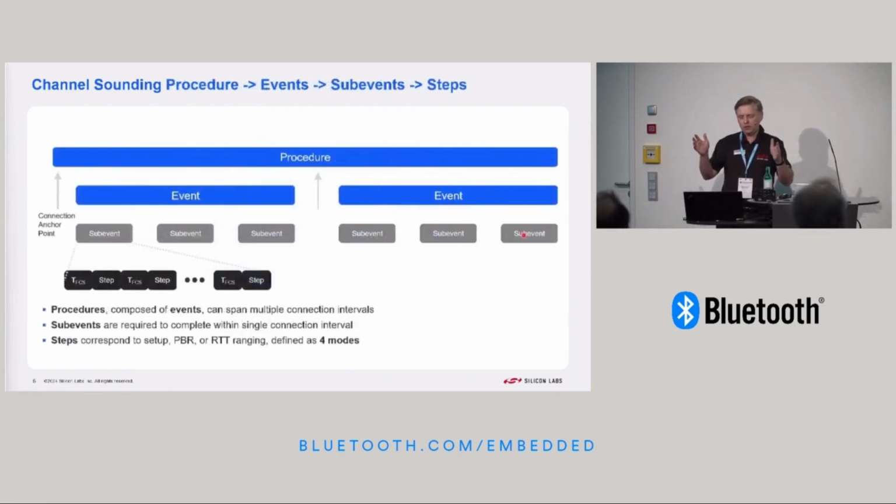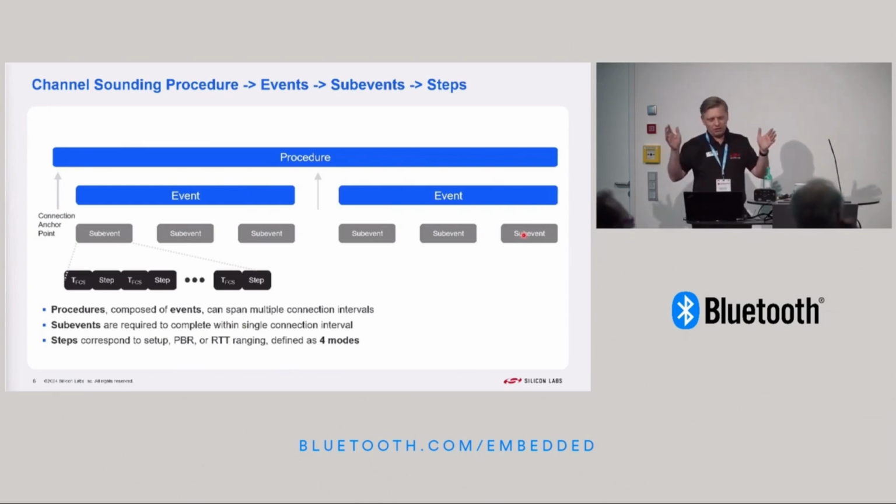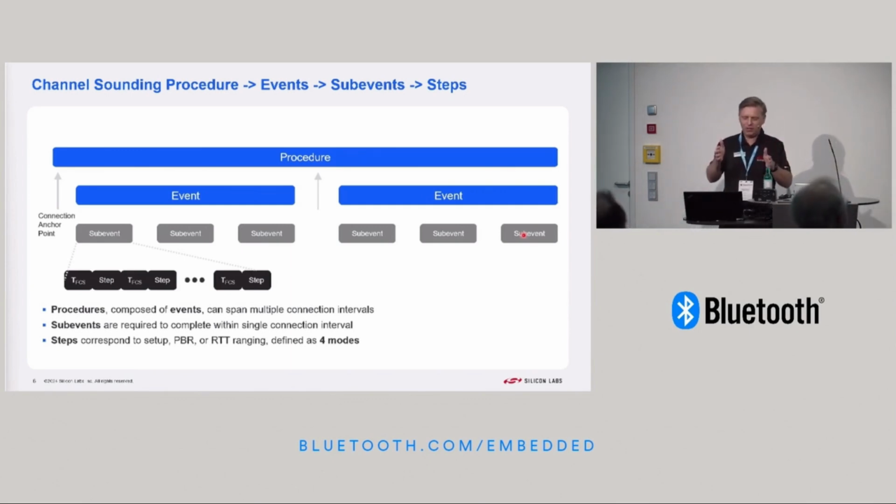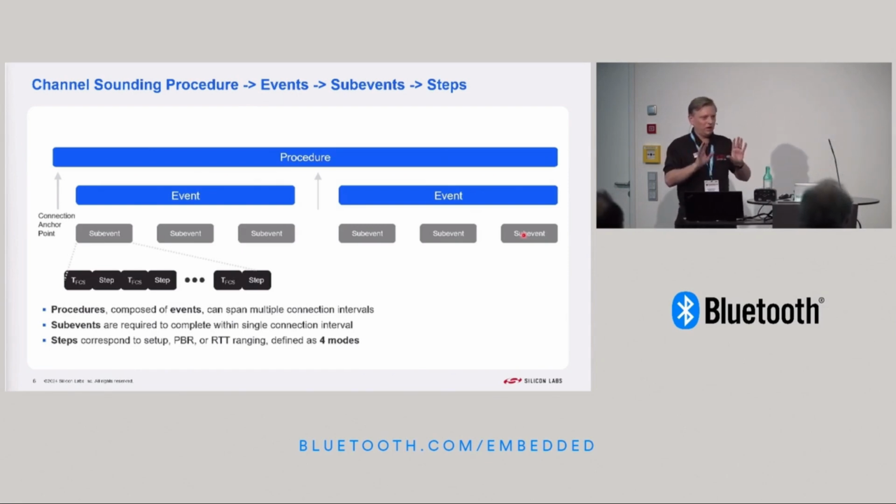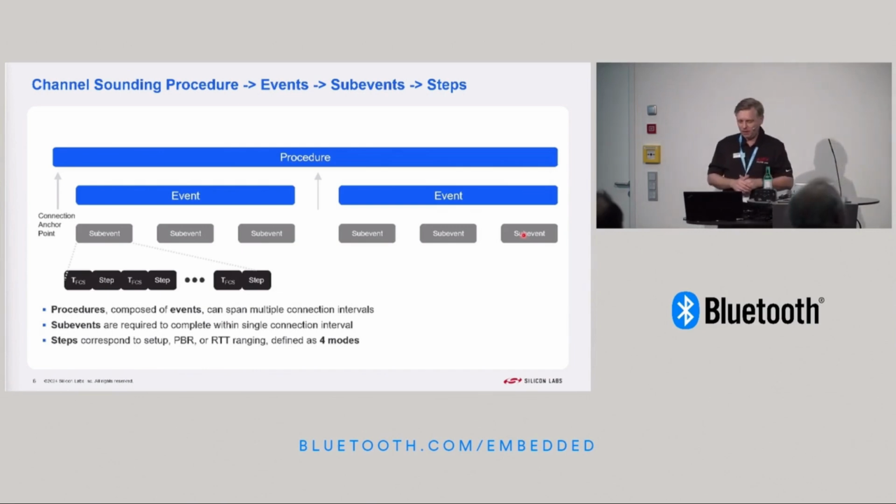The procedure itself is broken down into more granular chunks. So a channel sounding procedure can consist of one or more events that each consist of one or more sub-events that consist of multiple steps. And the procedures and events and sub-events must happen within a single connection interval. And the steps, which is what we'll talk about mostly in the coming slides, are the actual ranging procedure, right? That is either phase-based ranging or RTT, a time of flight, or a calibration step. So we'll go over those four modes in the next slide.